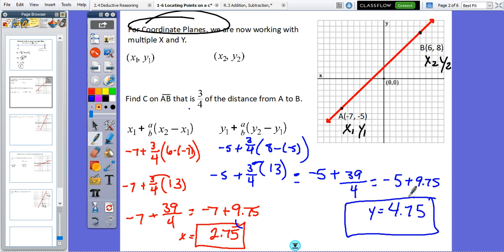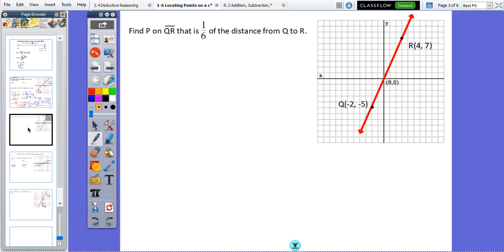So that's the answer. Now, the answer is both of them together. So we will write this as parentheses 2.75 comma 4.75. Again, this is called an ordered pair. This is how you're supposed to start graphing. When you graph them, that's how you do it. You go over 2.75, and then up 4, 1, 2, 3, 4, then 0.75. There's my point. That's my value of C. All right, so you can try this one for yourself.